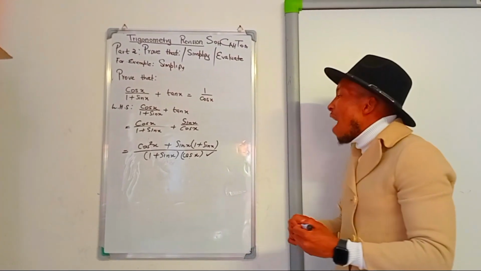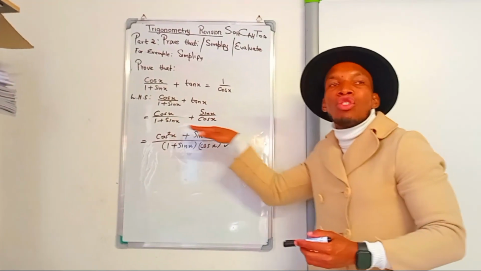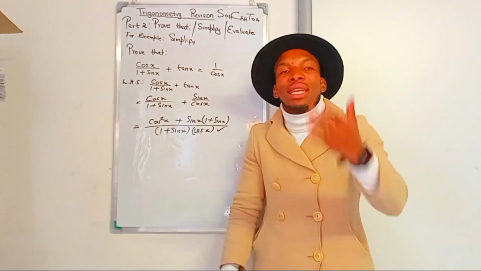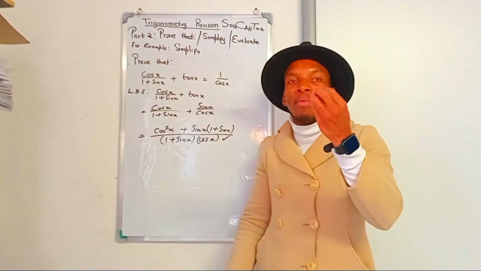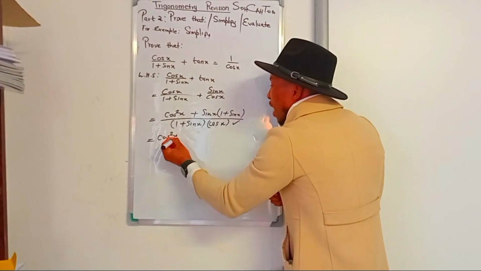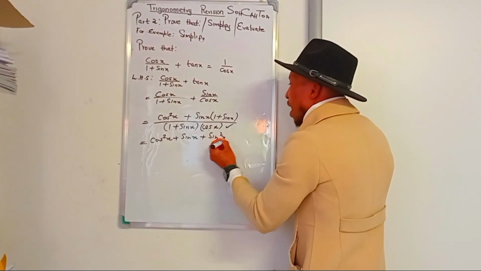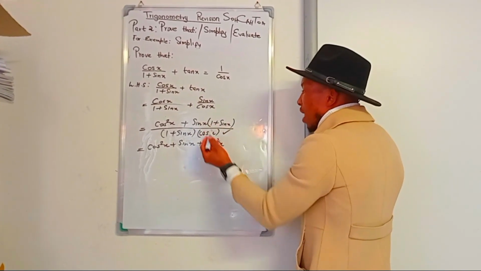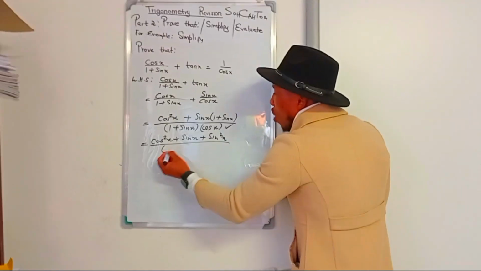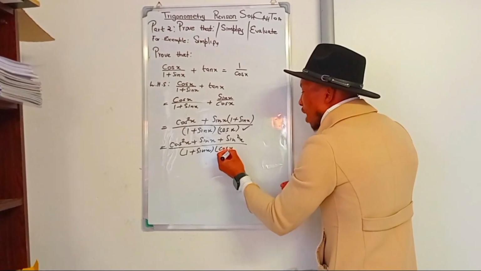After that, the second rule is that you solve on the numerator. Remember that when you're solving, you remove what is in the bracket first. It's very, very important to remove what is in a bracket. As you see here, we're going to have cos squared x plus sine x plus sine squared x, since sine x times 1 is equal to sine x, and sine x times sine squared... is all over 1 plus sine x into cos x.